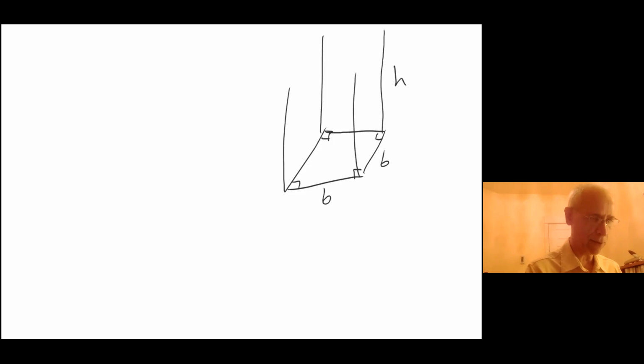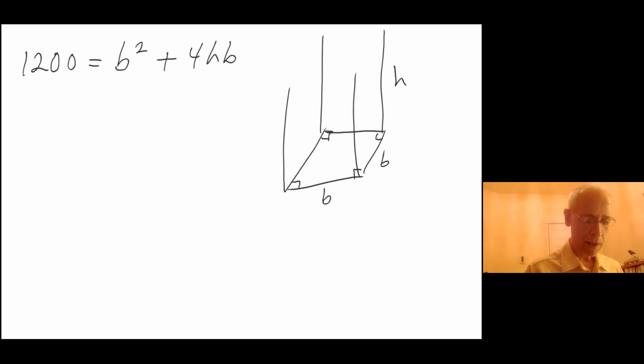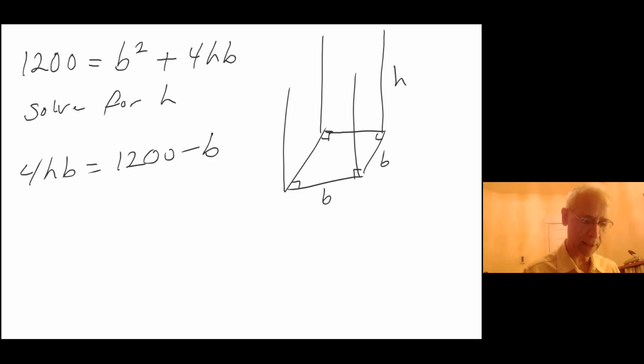So I can claim, based on that fact, that 1200, which is all of the material that I have to work with, equals the area of the base, which is B squared, plus 4 sides, so 4 times height times base. And so here I'm going to go ahead and solve for H. That gives me 4HB equals 1200 minus B to the second, and H equals 1200 minus B to the second over 4B.